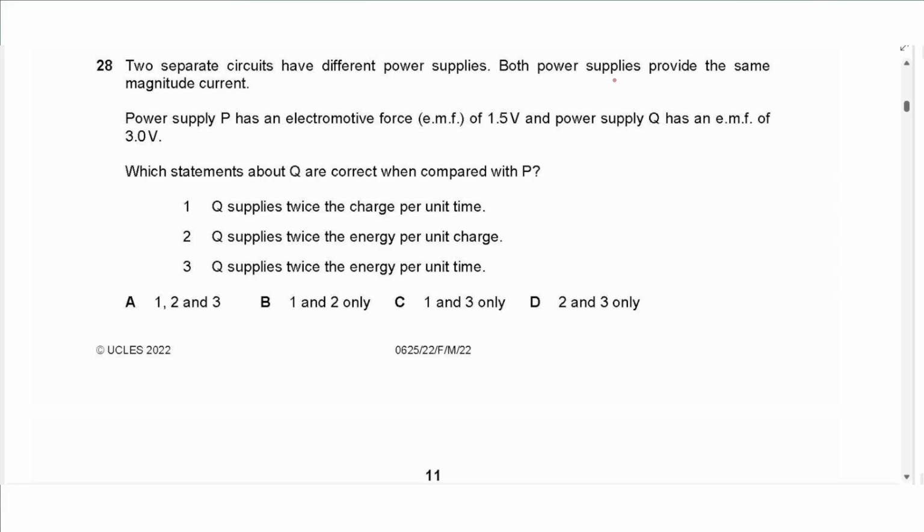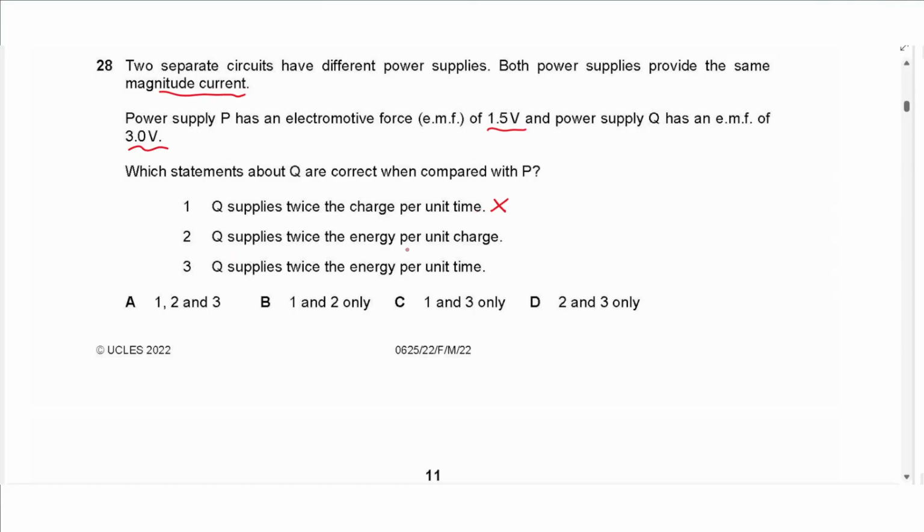Question 28 says two separate circuits have different power supplies. Both power supplies provide the same magnitude current. So same current means the rate of flow of charge is the same. Power supply P has an electromotive force of 1.5 volts and power supply Q has an EMF of 3 volts. Which statements about Q are correct when compared to P? So Q supplies twice the charge per unit time. No, because it should be the same for same current rate of charge flow.